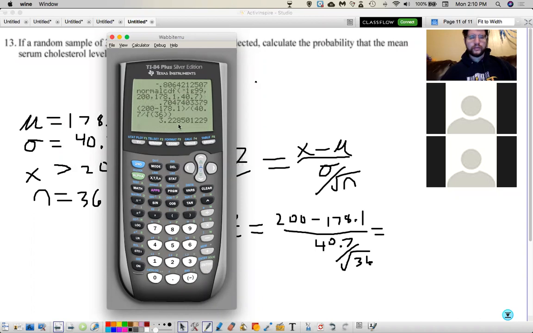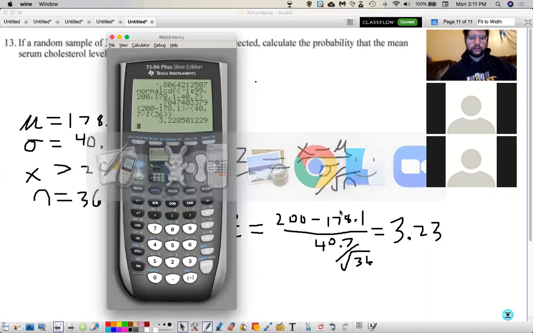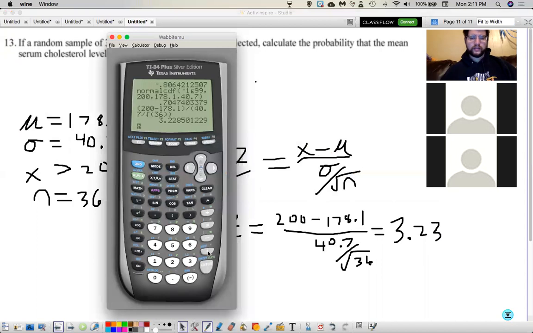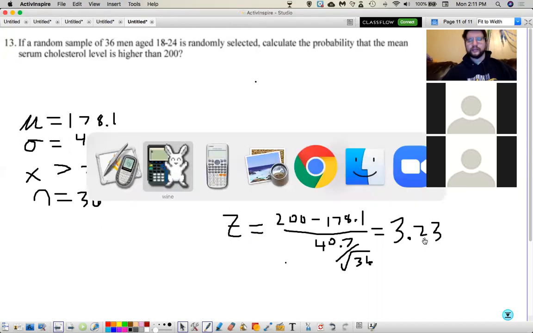So I get 3.2285 there. So 3.23. If we didn't type in that central limit theorem, the square root of 36 right there, we'd have gotten that 0.54 again. All right, so 3.23 this time. So that's a huge difference. Let's see what that's going to give us.